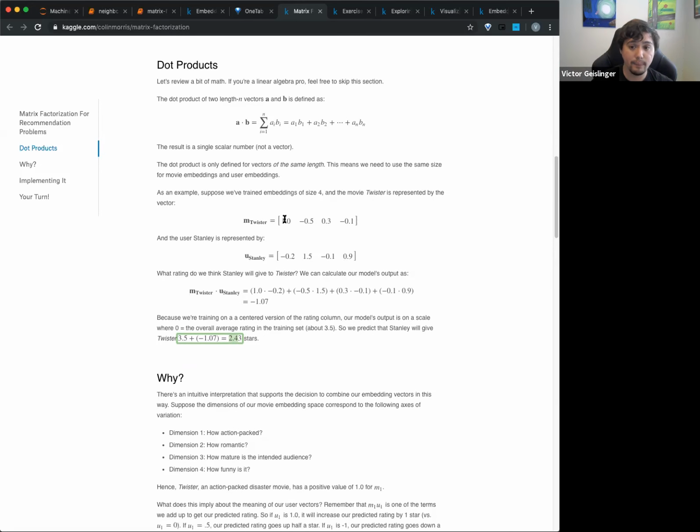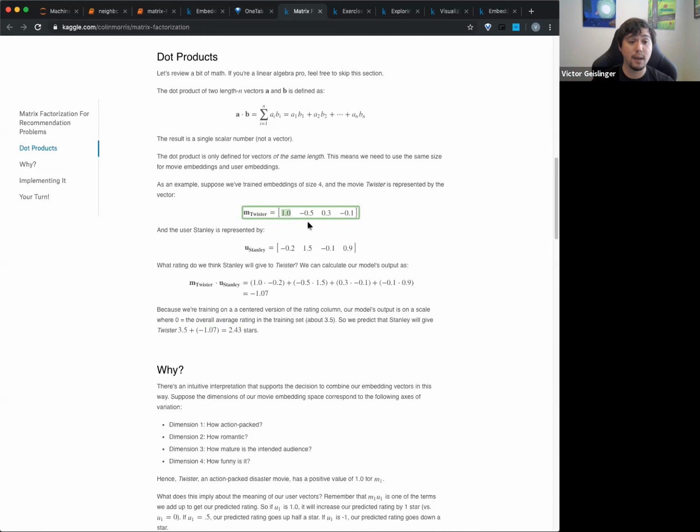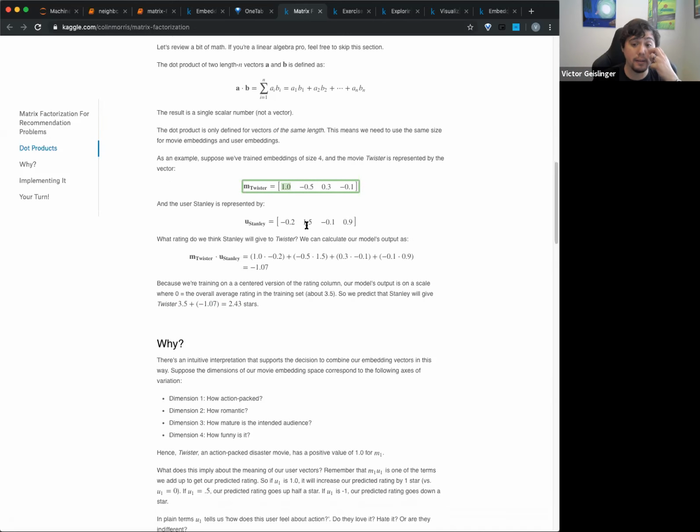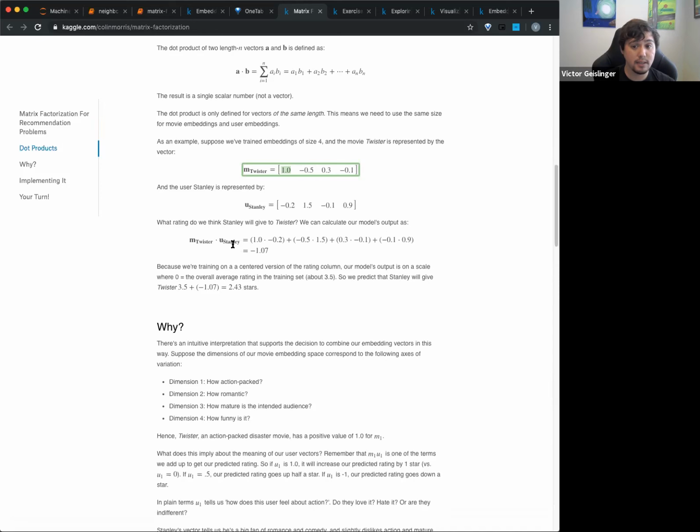I want to really drive home this point: each one of these things represents a dimension, a direction of how, let's say, actiony it is or how dramatic it is. However, these are not actually the real values; there's not literally an action value. The embeddings figured out the best way to represent these movies in this way, so this might actually be a combination of multiple things. But the important part is that it's some combination of features that have latent properties that you didn't give it to begin with. So that's how you would get the star rating.